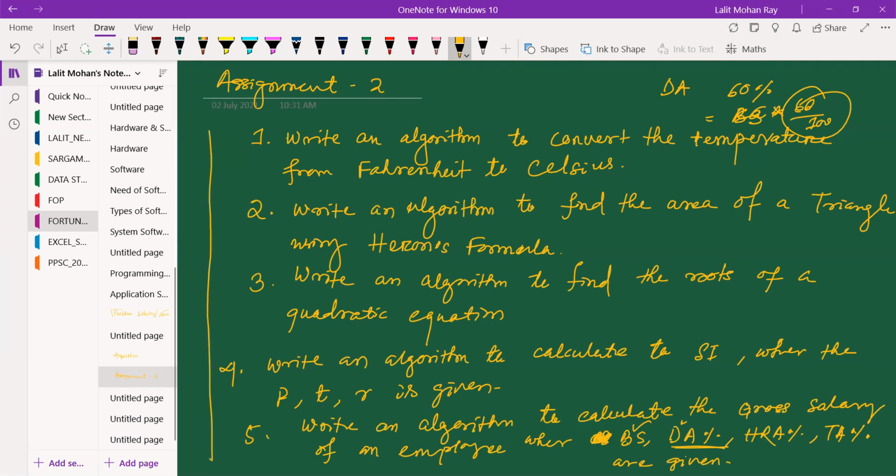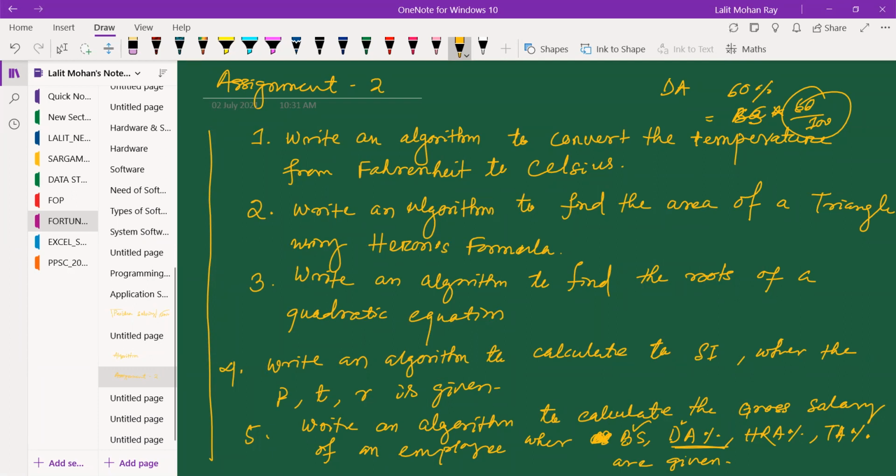Don't follow any internet sources for solving this. You do it with your knowledge. If you are not able to solve this, I will solve this in the next class. Right?